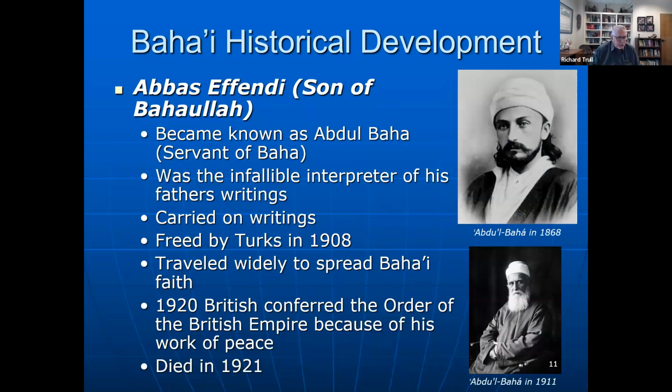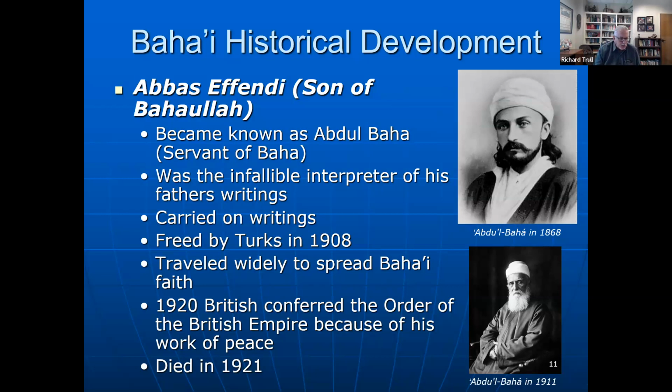After him, Abbas Effendi, his son, became known as Abdul Baha, and that basically means servant of Baha. He would become the infallible interpreter of his father's writings. So that's why the writings of Baha'u'llah are so important in the Baha'i faith, and he carries on this tradition by interpreting them. He would also do his own writing as well. He would also have to deal with persecution. He would be under arrest, but was freed in 1908 from the Turks. And he would be able to travel widely and spread the Baha'i faith.